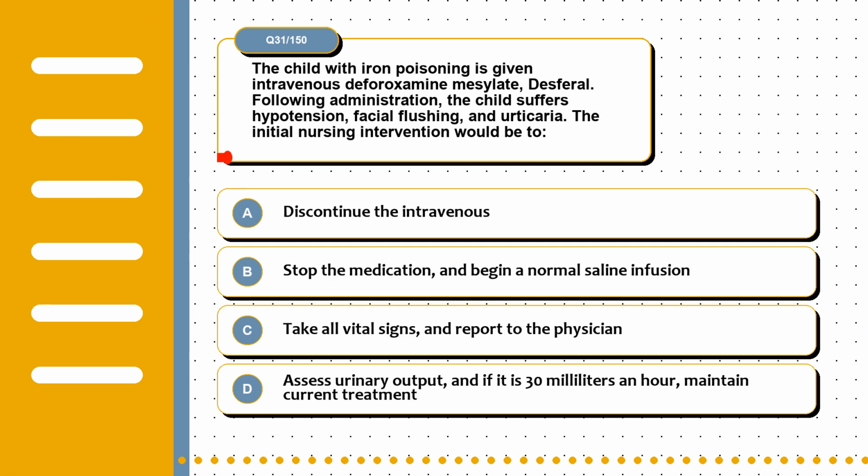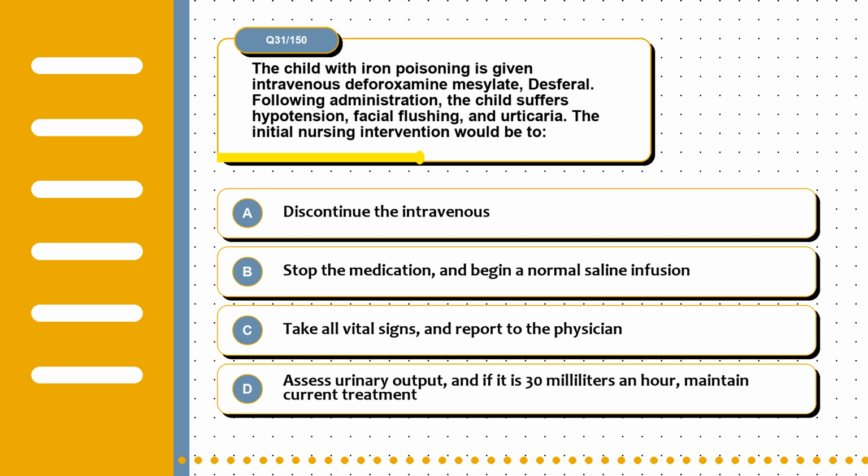Question 31. The child with iron poisoning is given intravenous deferoxamine mesylate, Desferal. Following administration, the child suffers hypotension, facial flushing, and urticaria. The initial nursing intervention would be to, here are the options.